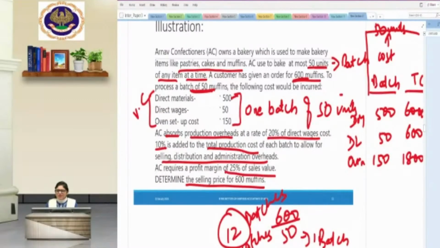All right. Okay. So we have to find out for 12 batches. So this is the cost for 12 batches. Now let us see the production overheads. Okay. So production overheads, add the production overheads.